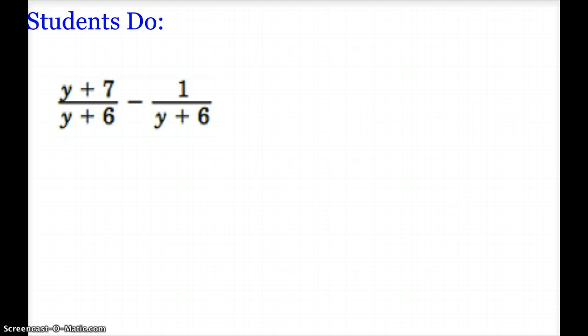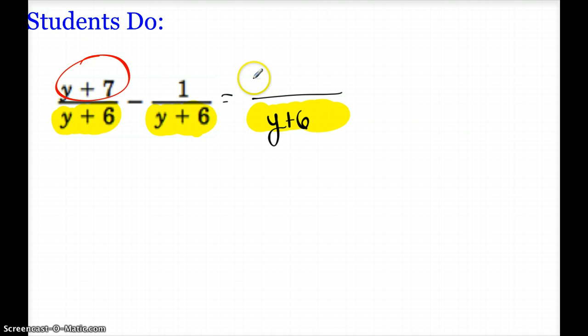Okay, the subtraction is a little bit trickier of the two. Again, the order matters. And that negative, a lot of people forget where to put it and how many items to share it to. You share it to everything in the second term. So this is going to be y plus 6 stays the same the whole way through when they are the same. Again, y plus 7. And then we're going to have a negative sign, and then the second numerator, 1.